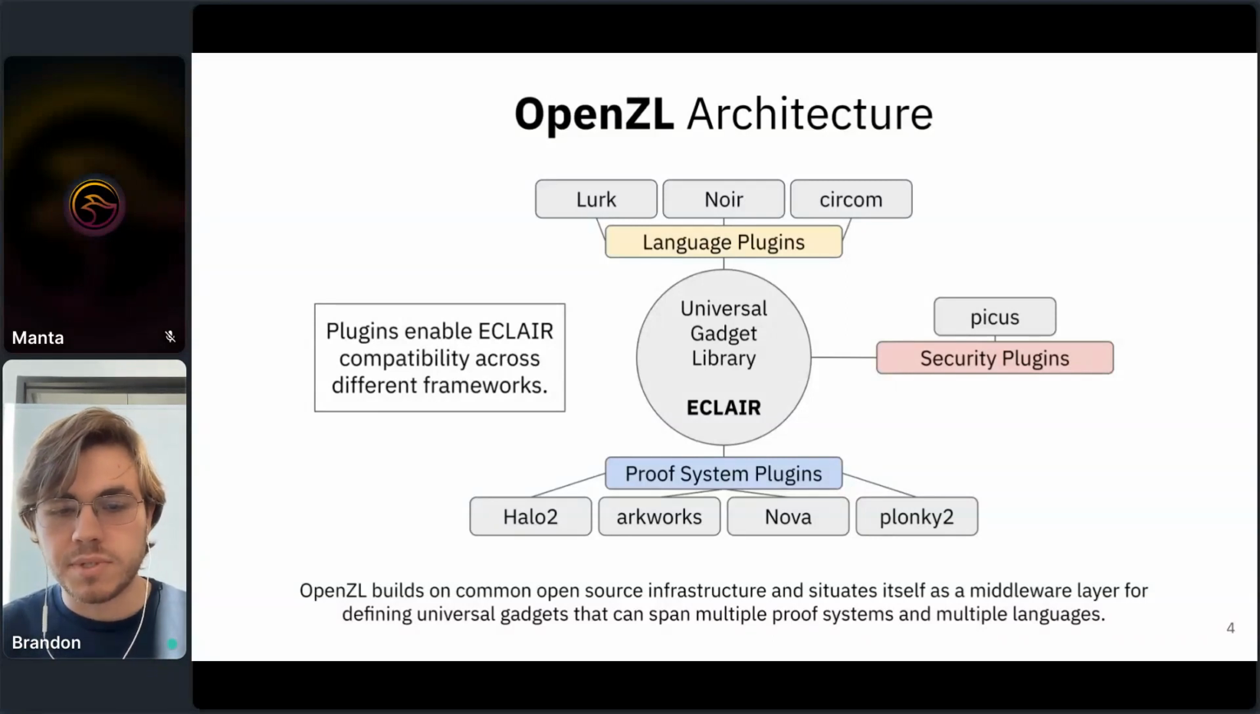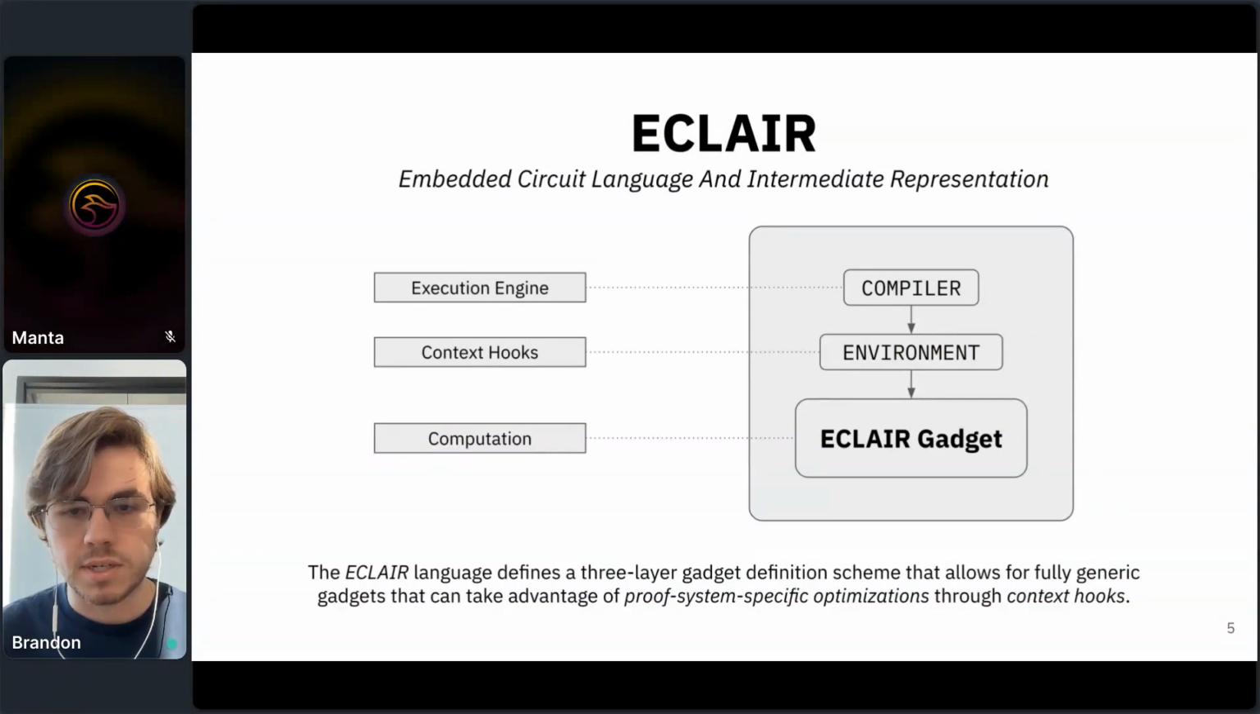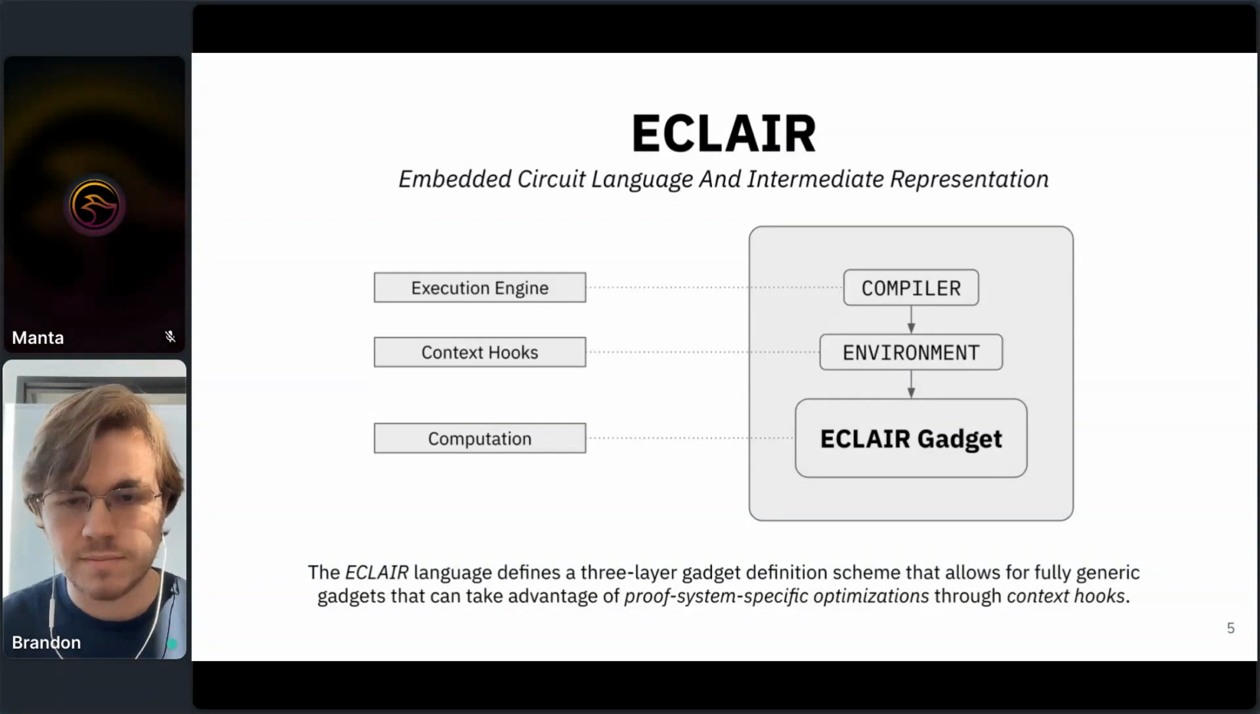So how does ECLAIR OpenZL do this? Like, how is this even possible? So the most important piece of this puzzle is ECLAIR itself. It's a new IR developed for OpenZL. It stands for Embedded Circuit Language and Intermediate Representation. What it is, is a DSL embedded in Rust that lets us write circuits in a proof system agnostic way, but at the same time retain all the best performance characteristics of different proof systems.